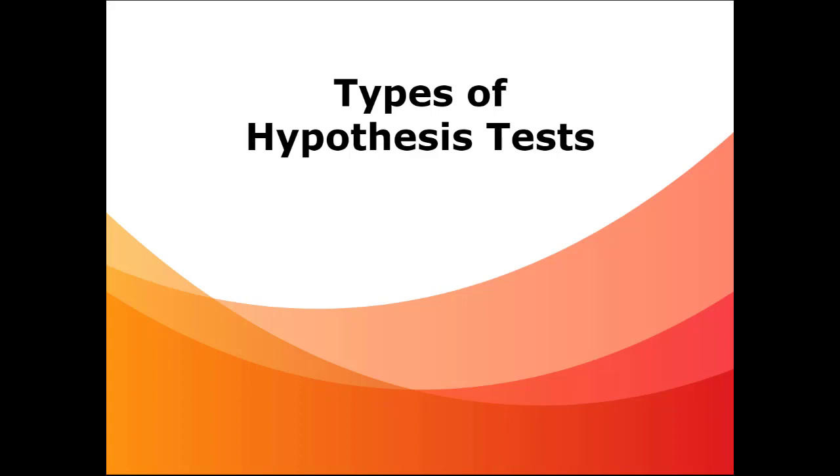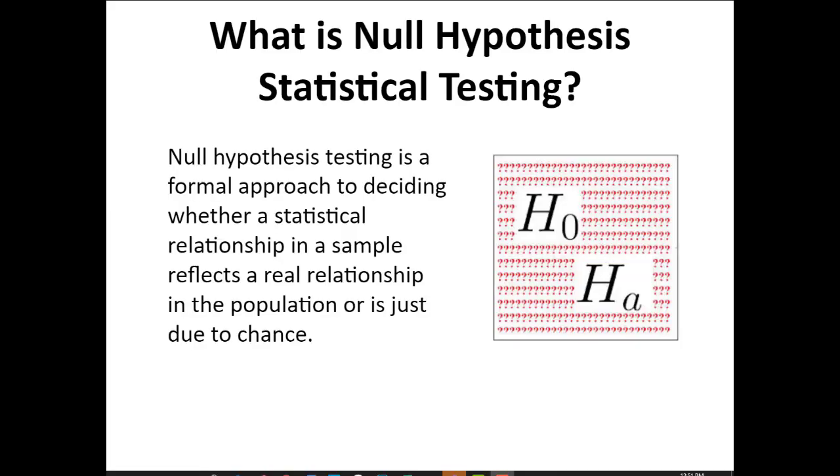But the best part is we will be talking about types of hypothesis tests. Yay! In the last few lectures, we've been talking about null hypothesis statistical testing. So null hypothesis testing is a formal approach to decide whether the results of your sample actually reflect the real relationship in the population or if it's just happening by chance.